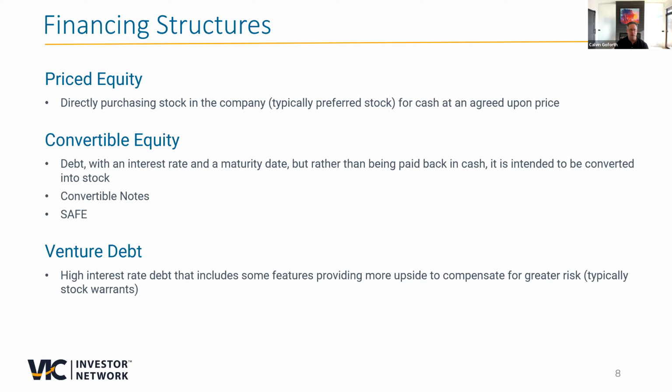Third category is venture debt, which is going to be pretty rare in early stage startups. You're not going to be eligible for venture debt unless they think you have the cash flow to support paying it back. But they will take debt at a much earlier stage in a company than a commercial lender. So venture debt is high interest rate debt that includes some features providing more upside to the lender to compensate for the greater risk. Typically that higher upside is via stock warrants. And that's all we'll say about venture debt today, since again, it doesn't typically apply to early stage companies.